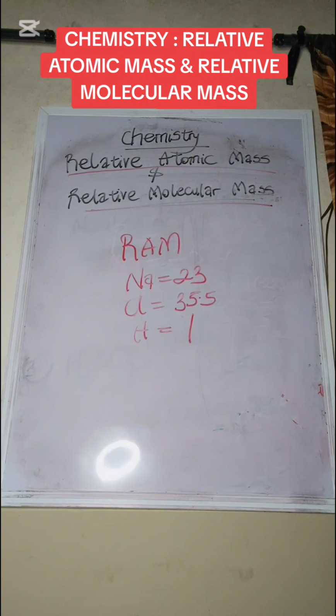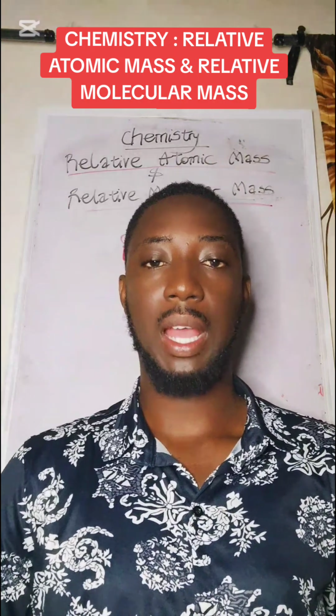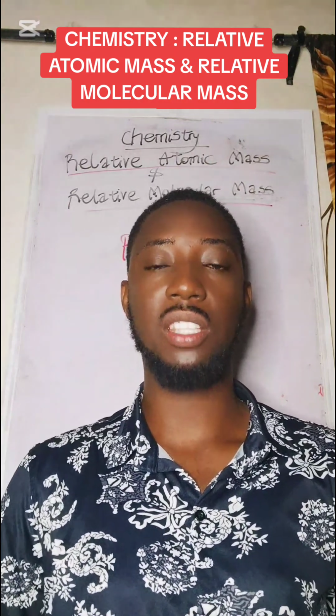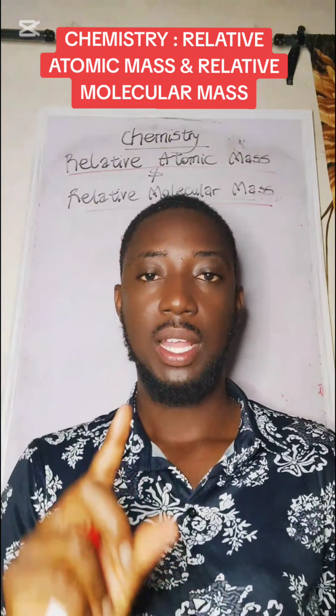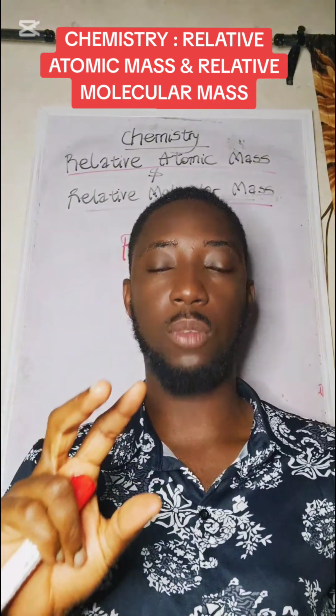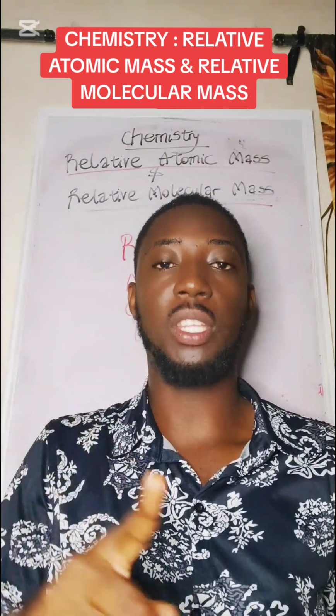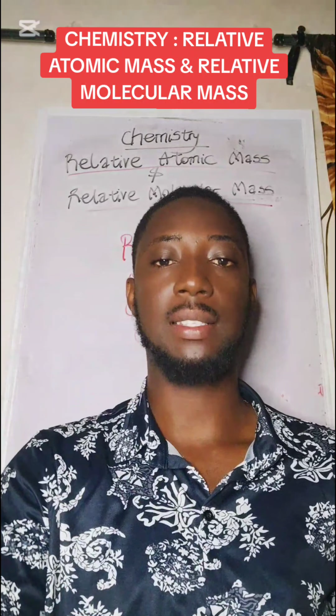Relative molecular mass, on the other hand, is the sum of the relative atomic masses of the elements that make up the molecules of the substance or compound. So that is the difference: relative atomic mass is just for one atom of an element, while relative molecular mass is the combination of the atoms of elements that make up the compound or substance.